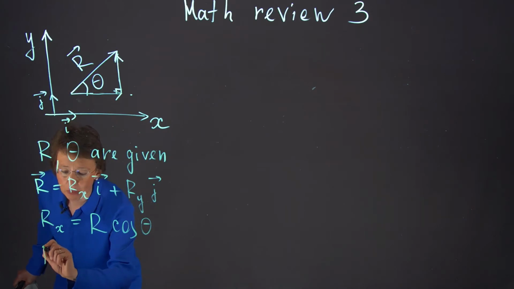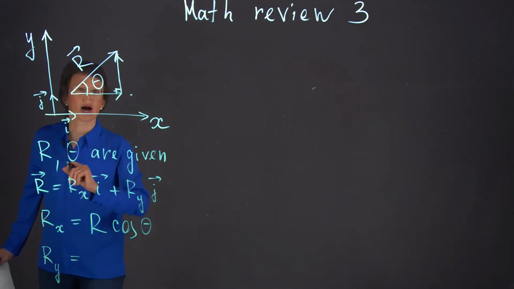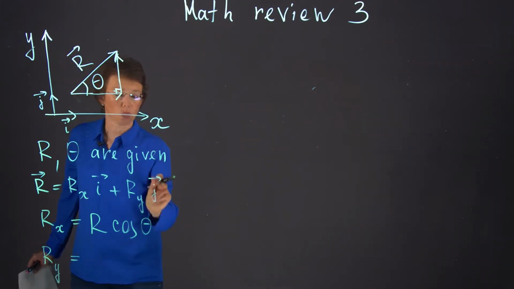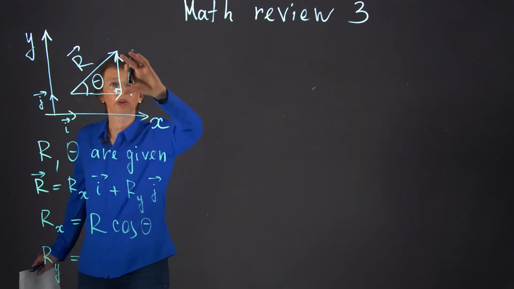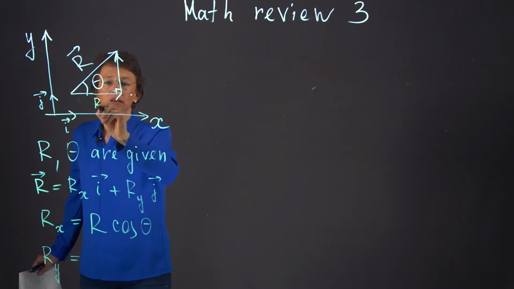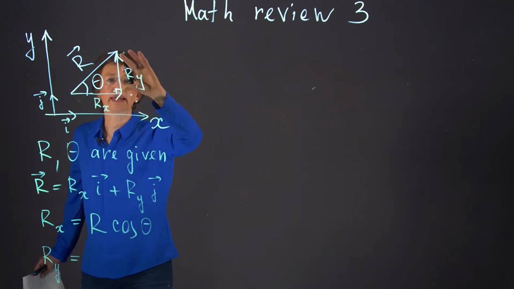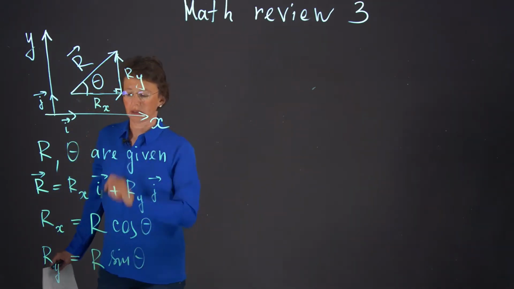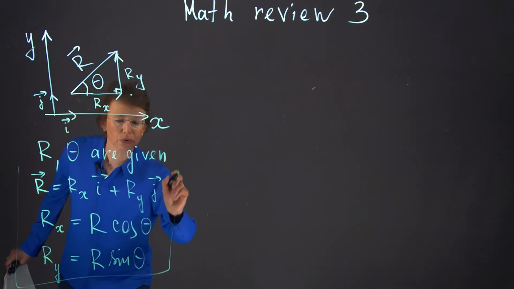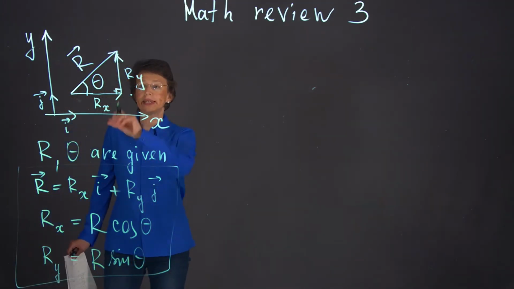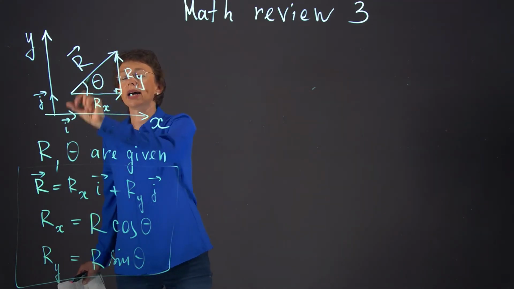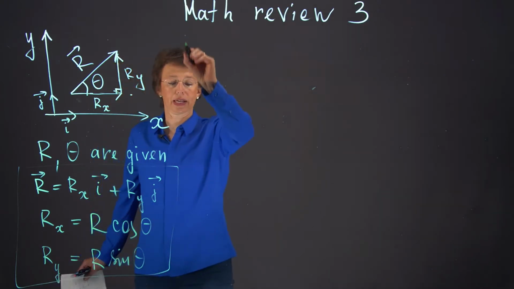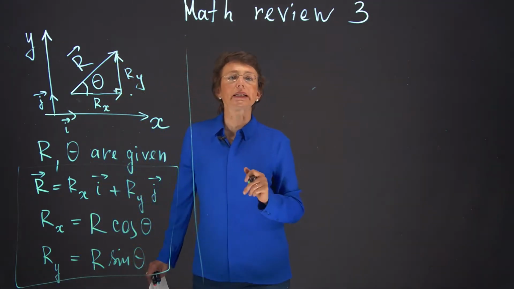What is R sub Y? R sub Y in this case, so this vector is up, it is along Y, so it is plus J here. What is the length of this vector? It is R times sine theta. We did it. We found both components of vector R in a given coordinate system when R, the magnitude of R, was given, and R was at angle theta with horizontal. Now let's do a little bit different problem.